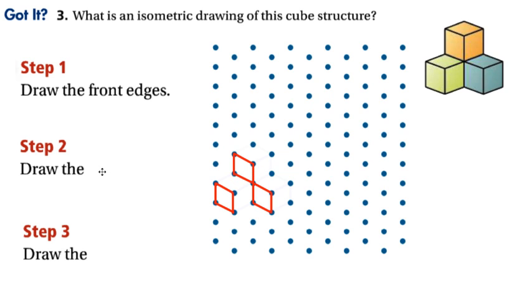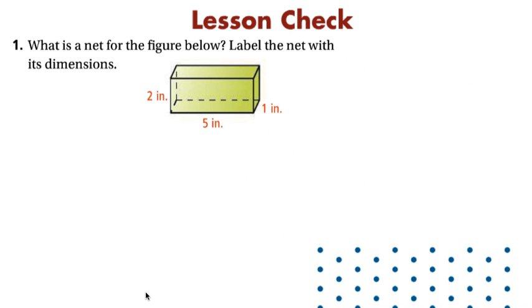Our second step, remember we're going to draw the right edges. So I have our front edges in red. Here's the right edges. I drew those in blue. And then lastly we need to draw the back edges. And our back edges I've drawn in green. So that's what your isometric drawing should look like for those cubes.